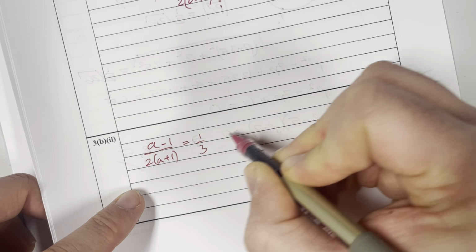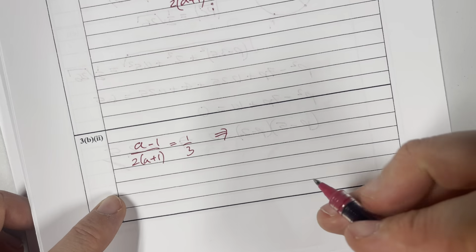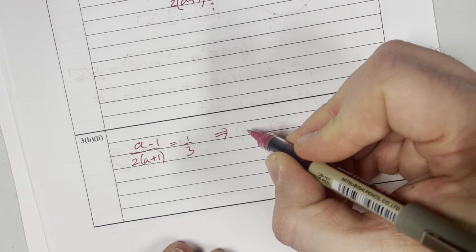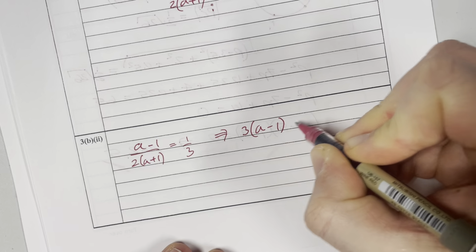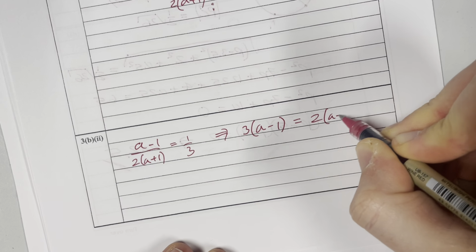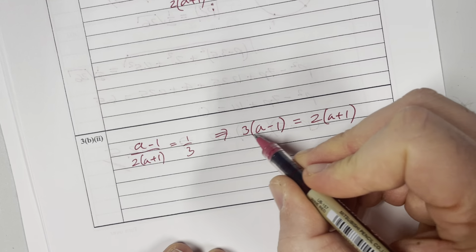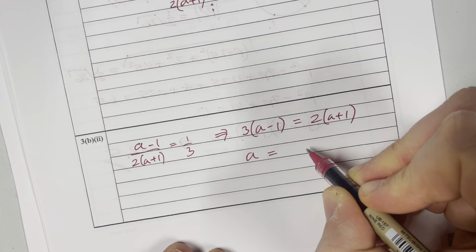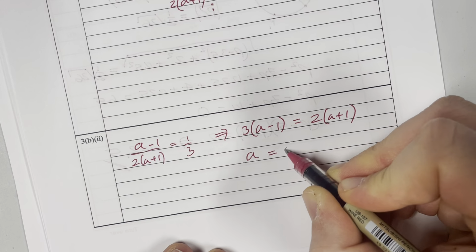So it's going to be a third. Let's get rid of the fractions. I'm going to times the left-hand side by 3 and times the right-hand side by 2 into a plus 1. So it's going to become 3 into a minus 1 is equal to 2 into a plus 1. So 3a minus 2a is a, and 2 plus 3 is 5. So a is 5.